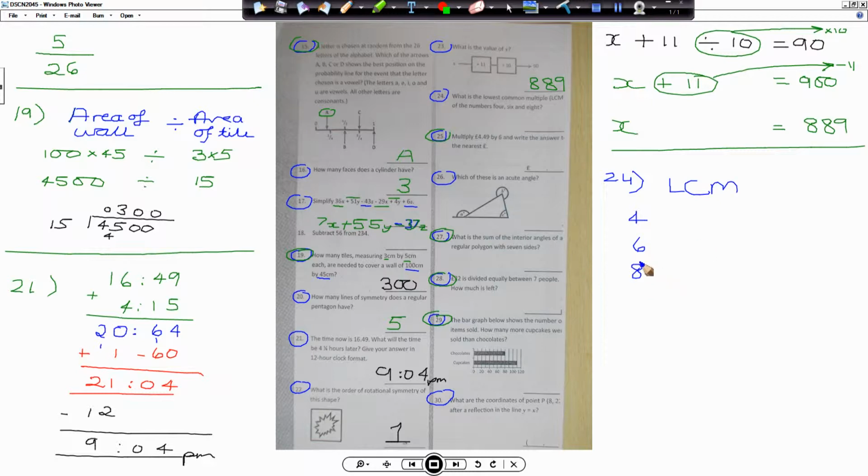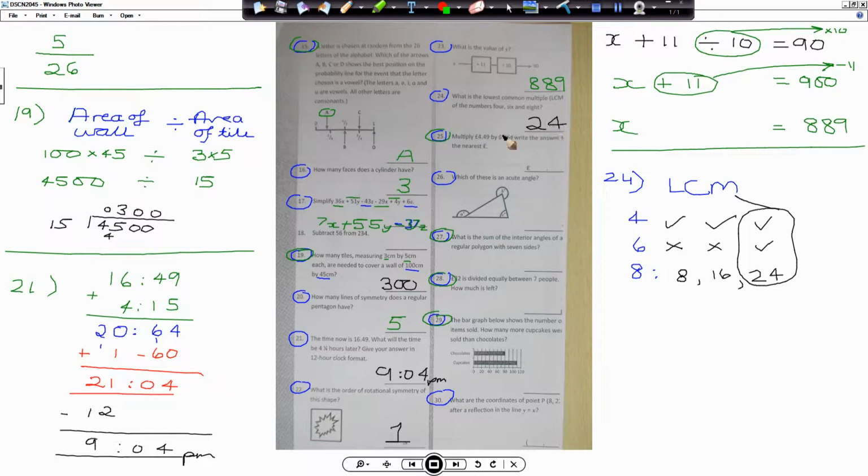So we're looking for the lowest number that is in all of these times tables. The best one to start with is always the largest one. So we have 8. Is 8 in all the times tables? It's only in the 4 times table and 8 times table. Let's try 16. Is 16 in the 6 times table? No. In the 4 times table? Yes. Let's try the next multiple of 8, which is 24. Is that in all the times tables? Yes. Because it's yes, that's the one that we choose as the LCM.